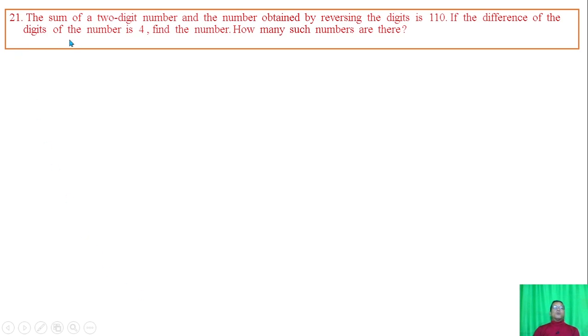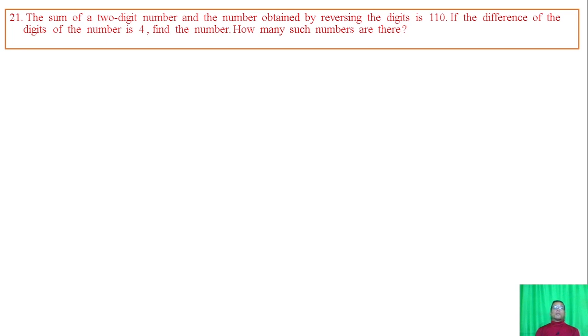21. The sum of a 2-digit number and the number obtained by reversing the digits is 110. If the difference of the digits of the number is 4, find the number. How many such numbers are there?